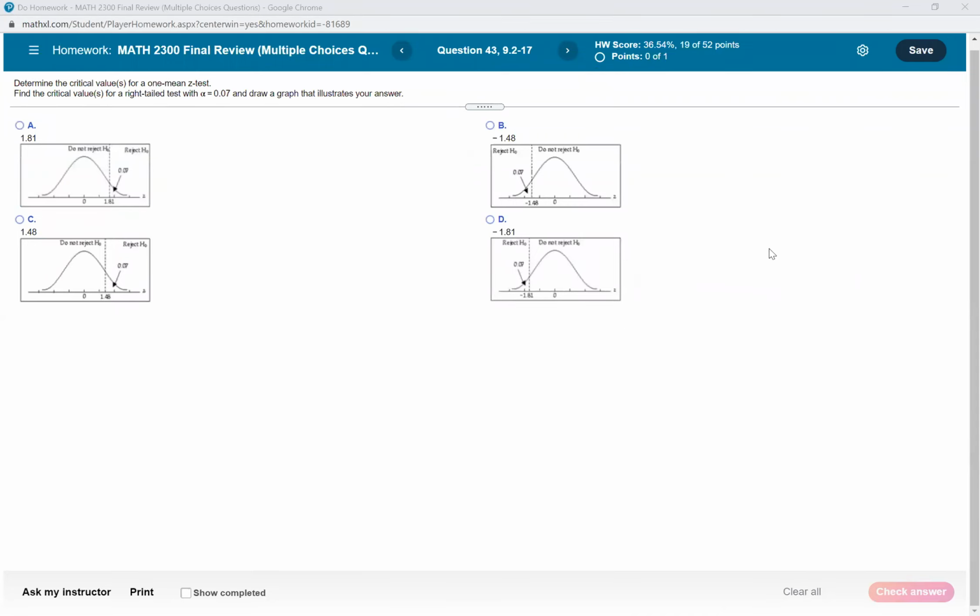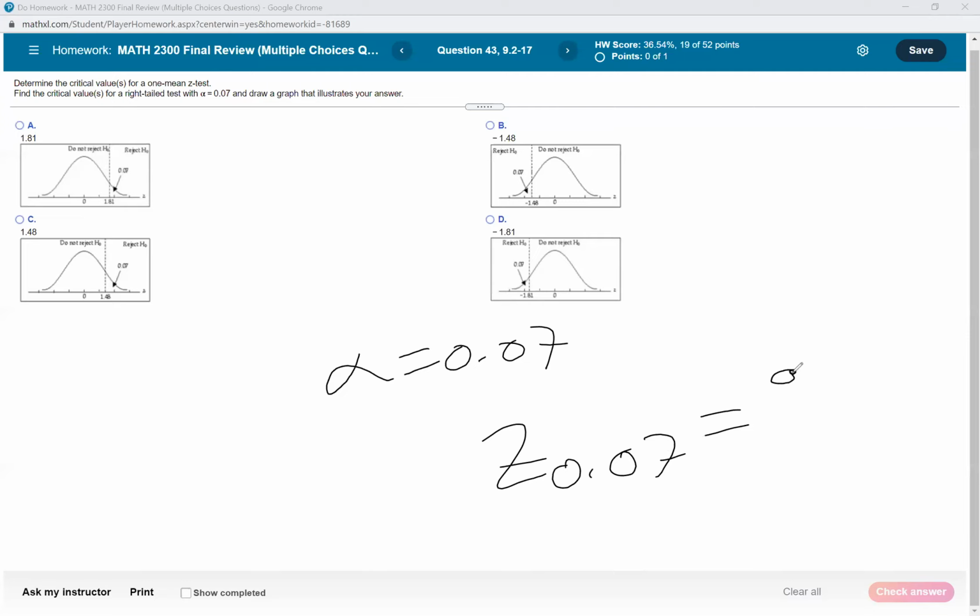Okay, determine the critical value for a one mean z-test. Find the critical value for a right tail test where alpha is 0.07. So the critical value will be z 0.07 from the table. Now draw a graph that illustrates your answer. This is a right tail test, so for sure the rejection region will be on the right side. It will be 0.07.